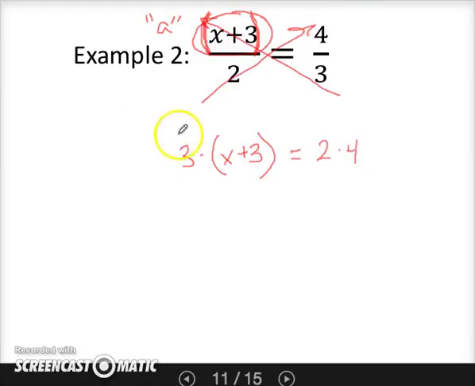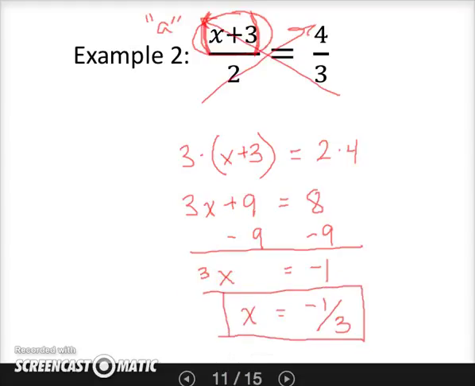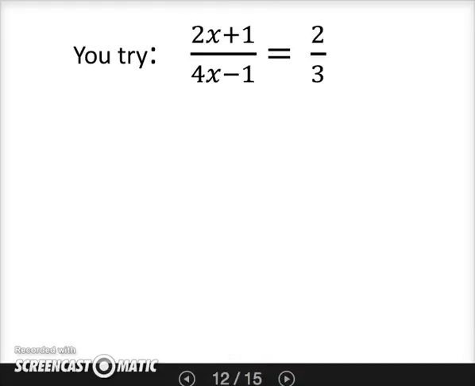Okay, now this looks like a friendlier problem. I can distribute the 3 inside this parentheses. So I have 3x plus 9 equals 2 times 4, which is 8. Subtracting 9 from both sides, I get 3x equals negative 1, so that x winds up being negative 1/3. You try one like this.